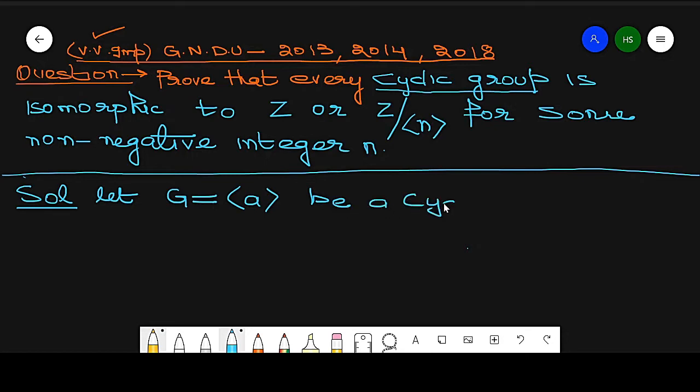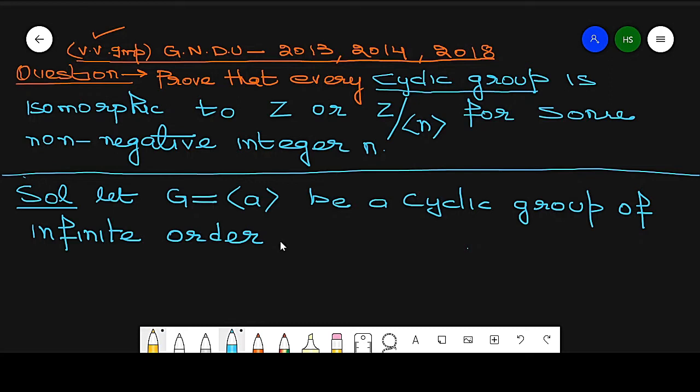a cyclic group of infinite order. Infinite order means there exists no least positive integer n which satisfies a raised to power n equal to identity. So this is of infinite order. So first case. Now in this case, define a map from Z to G.